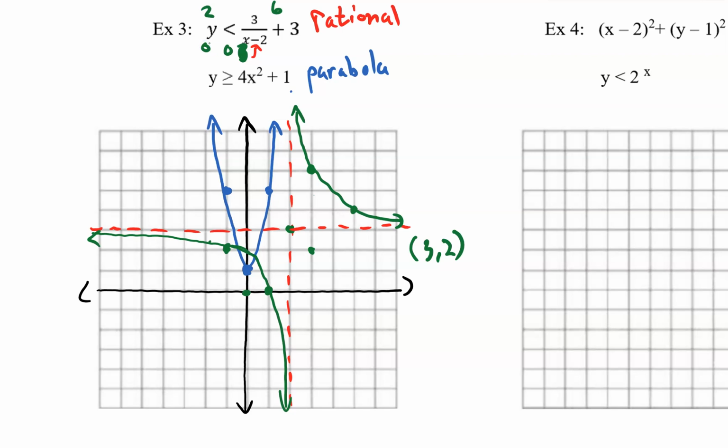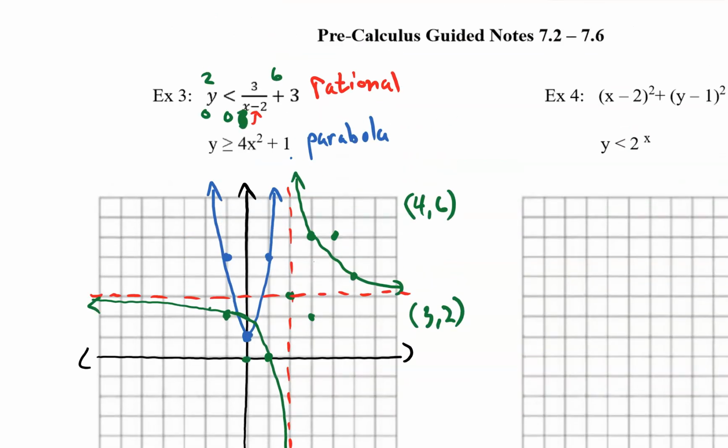That's true. I'm less than that curve. Just to verify, if I go over 1, 2, 3, 4, and up 1, 2, 3, 4, 5, 6, I'm going to choose that point right there. So 4, 6. If I plug those values into this, 4 into here makes this a 2 at the bottom.